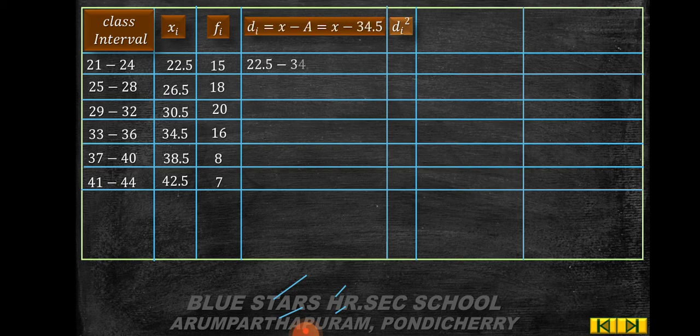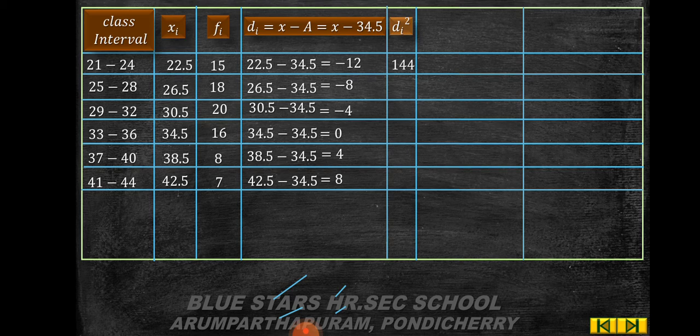So D is equal to x minus a. Here a is 34.5. So you get the values as minus 12, minus 8, minus 4, 0, 4, 8. Next, you have to find the value of di square: 12 square is 144, minus 8 square is 64, minus 4 square is 16, 0, 16, 64. Next, fi di value is minus 180, minus 144, minus 80, 0, 32, 56.